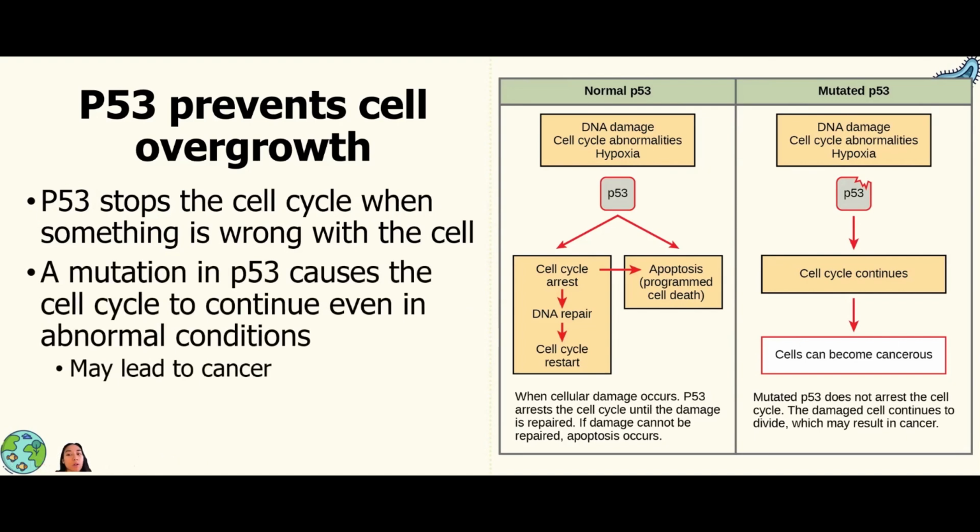Now, there are situations where the P53 protein or gene is mutated, and if it is mutated, then even if the cell is damaged, it will continue to go through the cell cycle, and again, we can form a tumor because now your cells are growing out of control, and this is how cancers form. This is just one of many situations where cancer can form, but P53 is one of the most well-studied proteins that is linked to cancer.